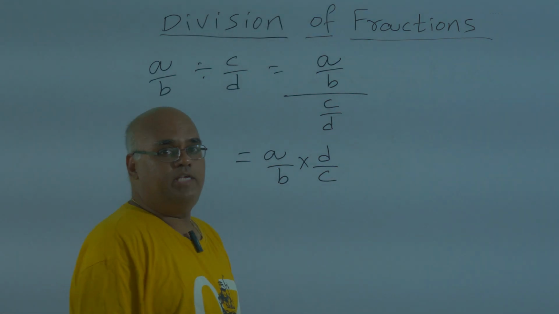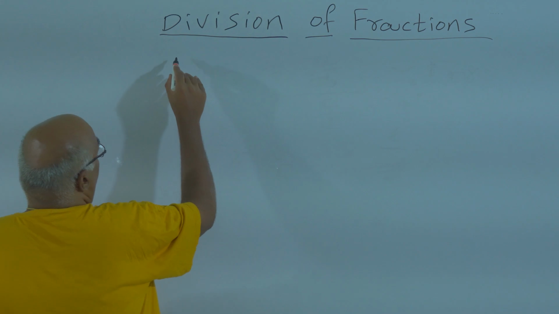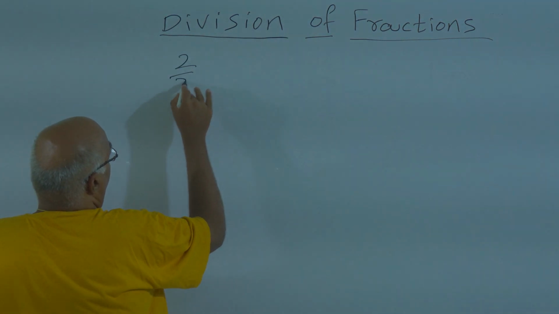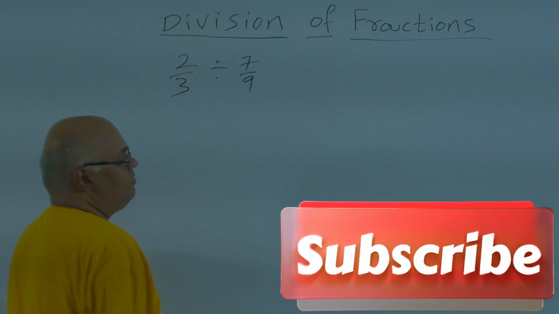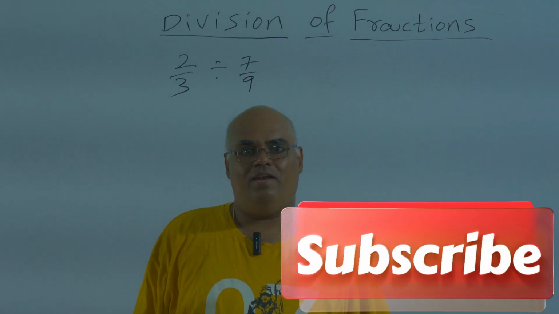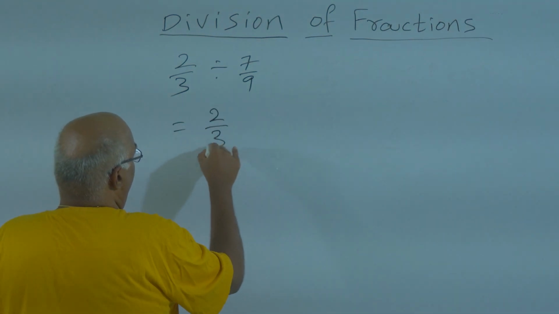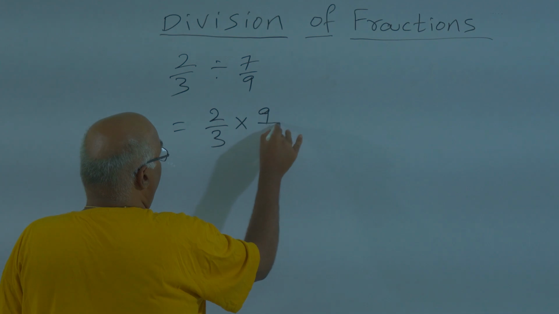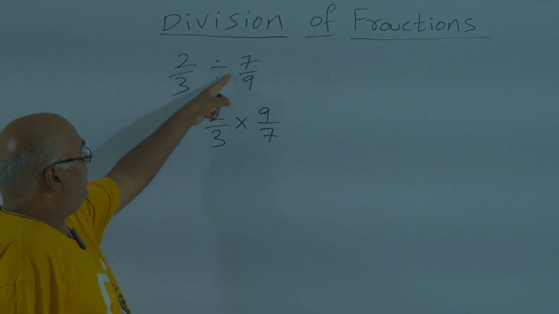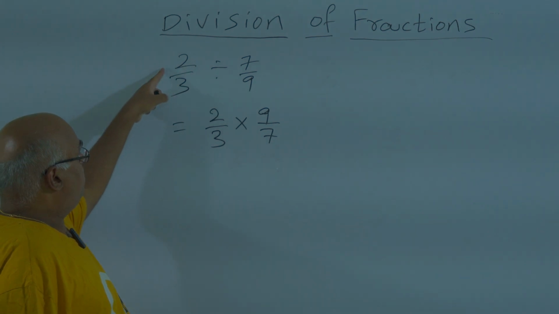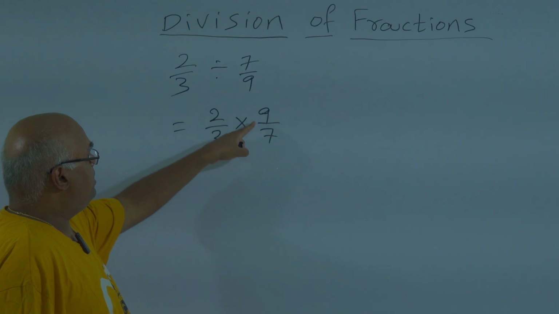Now let us take few examples. For example, I will take two fractions. I will divide two fractions. Say 2 by 3 is divided by 7 by 9. So this is the same as 2 by 3 into 9 by 7. So the reciprocal of the second fraction, by which you are dividing the first fraction, is 9 by 7. The reciprocal of 7 by 9 is 9 by 7.